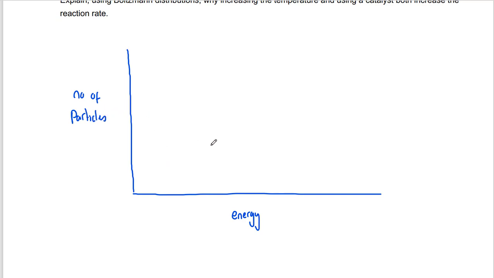Now, to draw the Boltzmann curve then, this is the hard bit. Your Boltzmann curve has to start at 0, 0, because particles can't have zero energy. That's not how it works. So start at 0, 0, you can't go wrong. You go up, we keep going up, and then we curve and peak, and then drop down, and then level off.